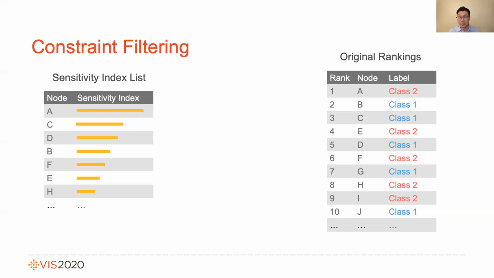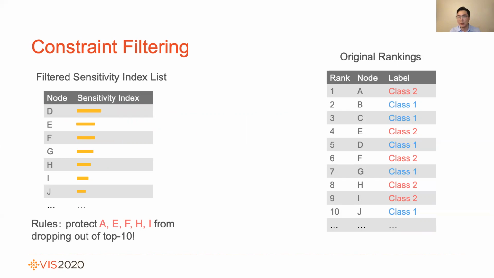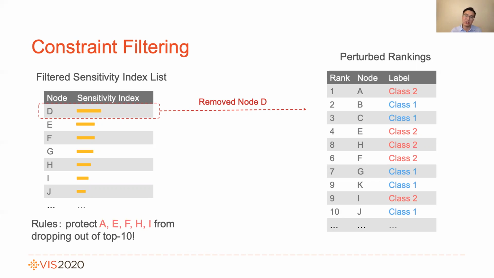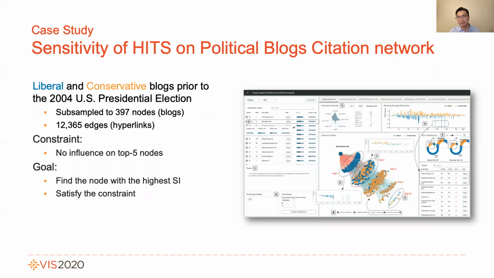Instead, the users may be interested in this: what if we protect most of the top 10 content from ranking changes, and then see what else has the largest influence? So now we know from the filtered sensitivity index list that node D is what we look for. And the perturbed influence is relatively large but subtle. The system allows multiple constraints to be applied to the sensitivity index list, and the constraint view is also suitable for extension based on the needs of domain experts.